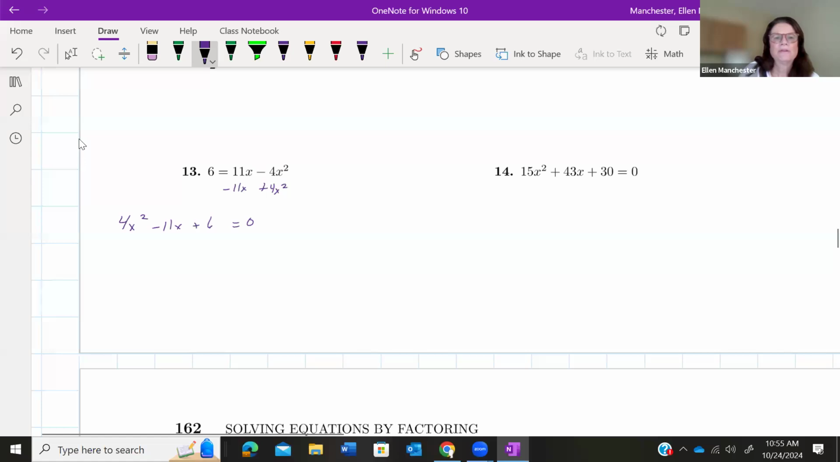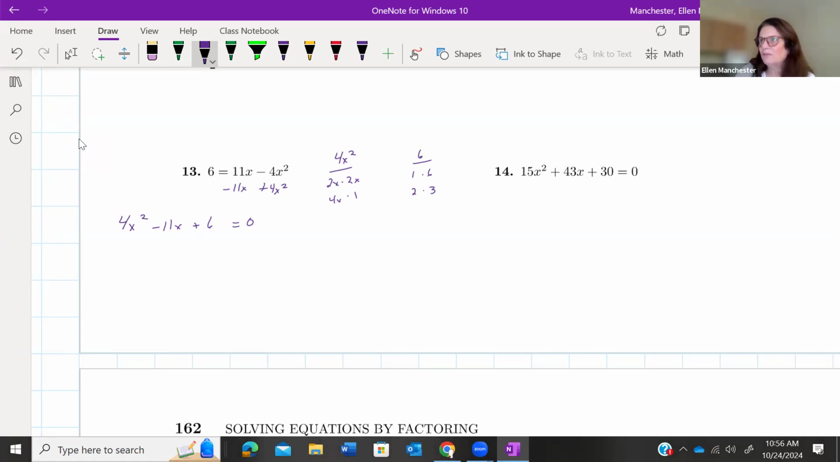Okay. Then our 4x squared, we can do it as 2x times 2x or 4x times 1. Our 6, we can do it as 1 and 6, 2 and 3. So this is where you want to really pay attention. If I do 2x and 1, I'm okay. There's no common factor. But 2x and 6, there's a common factor. So I can't use that one.